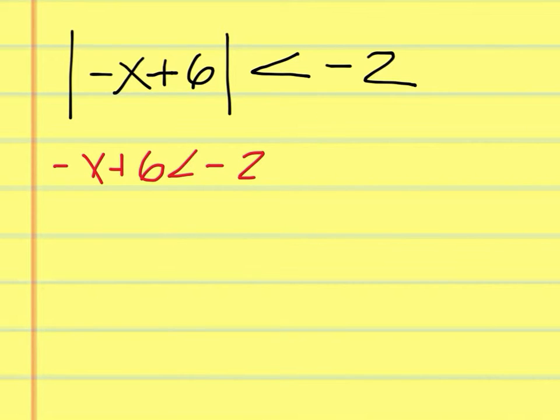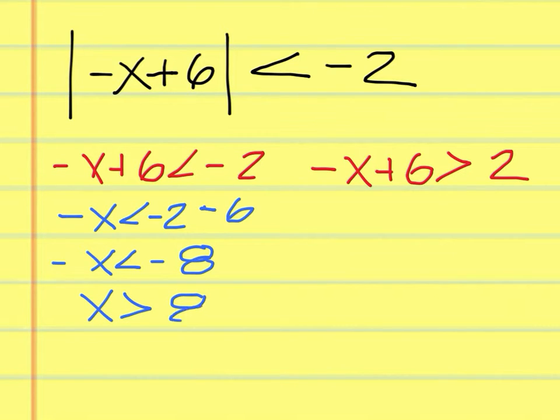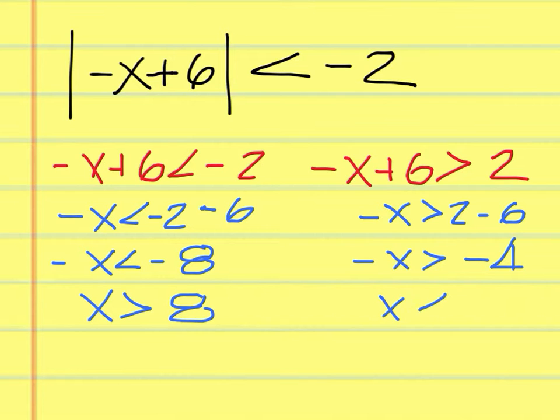So you have negative x plus 6 less than negative 2 and negative x plus 6 greater than 2. On the left, it's negative x less than negative 2 minus 6, which would be a negative 8. Flip the sign because you're dividing by a negative 1. And then on the right, negative x greater than 2 minus 6, which would be a negative 4, but divide by the negative 1 to get x less than 4.